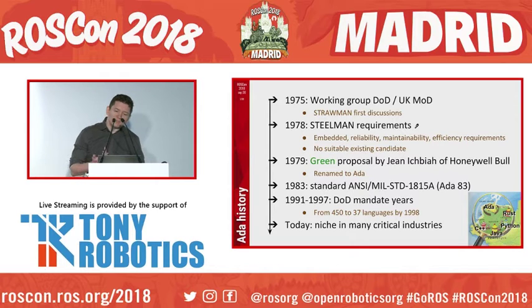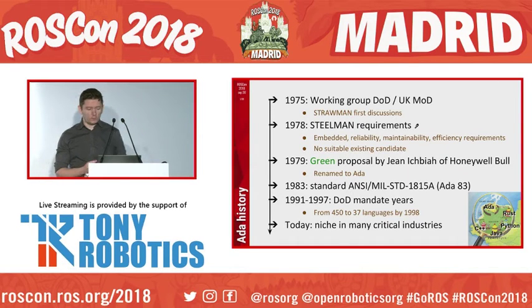So in the 70s, the Defense Department found that they had over 400 languages on their systems, and that was a maintenance nightmare. So they tried to find the one language to unite them all, because they saw that no existing language could fit their requirements. So they did a contest. They first selected 4 candidates, and the green candidate won, from a French team led by Jean Ichbiah. And the winner was renamed to Ada to honor the first computer programmer.